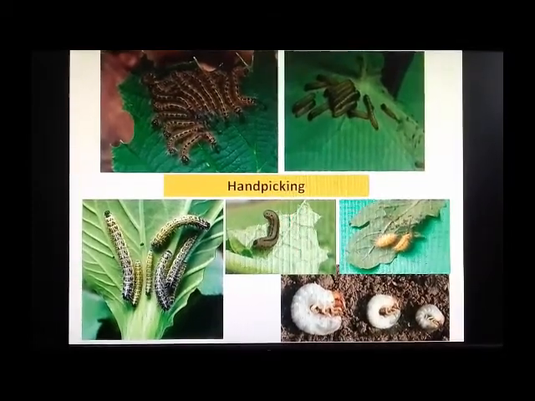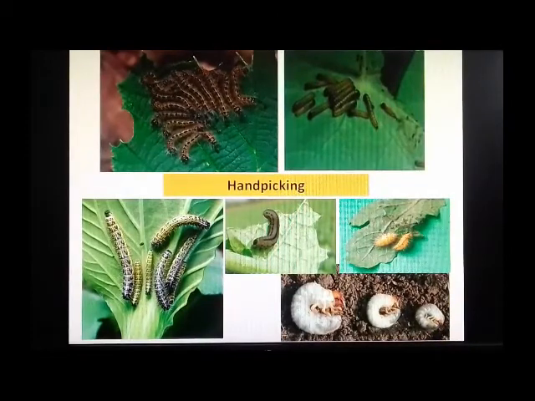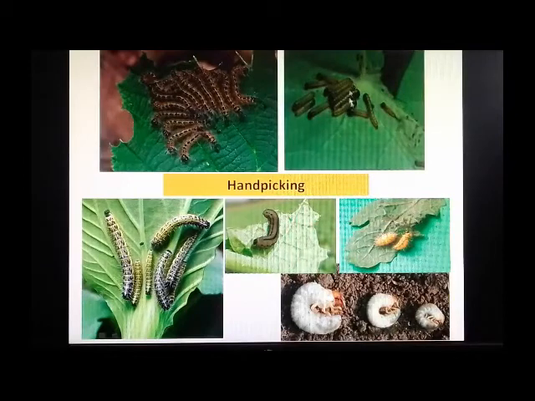So it is useful for the management of hairy caterpillars, tobacco caterpillar. You see, here are some of the early instances of tobacco caterpillar, cabbage butterfly, mustard sawfly, epilachna beetle, white grubs. So these can be easily managed because they are gregarious in nature in certain stages.